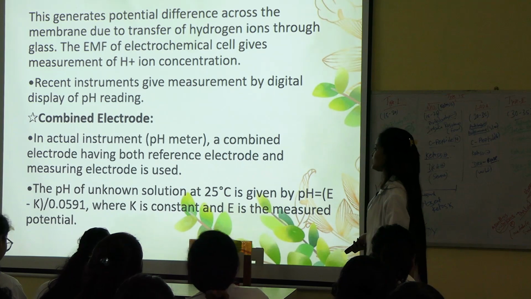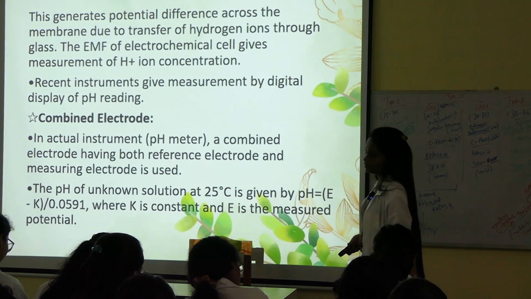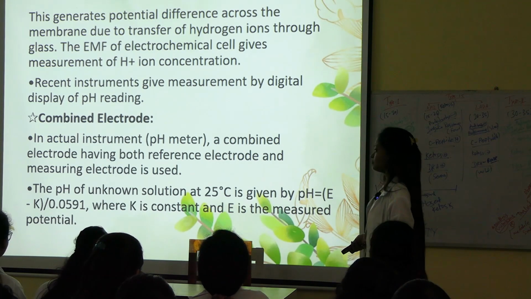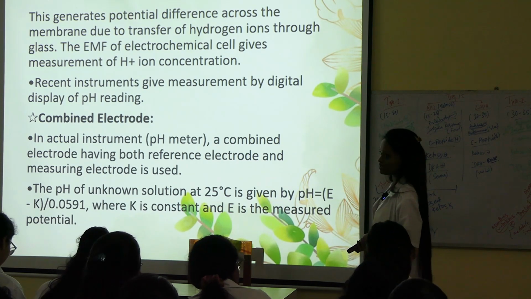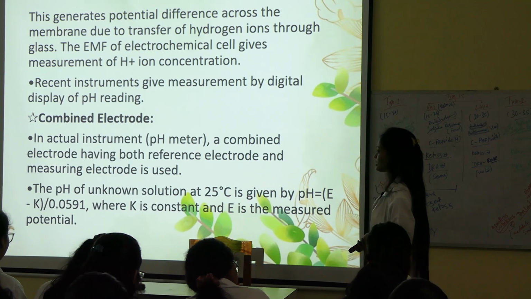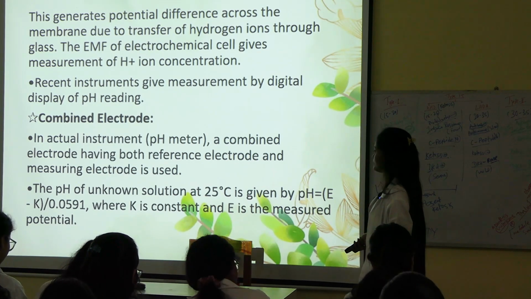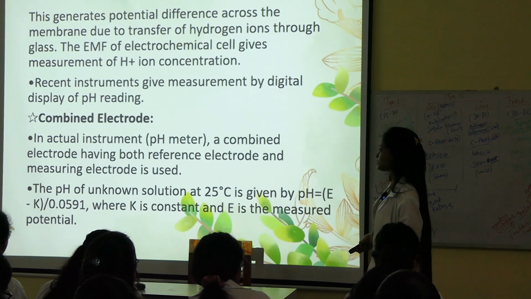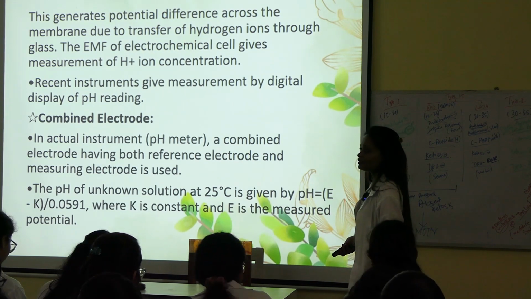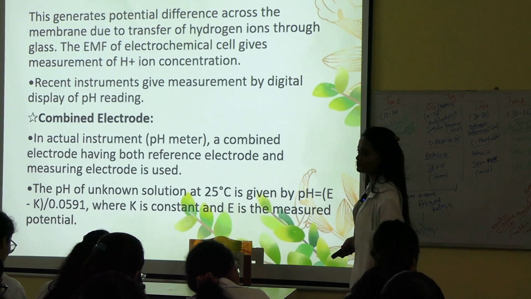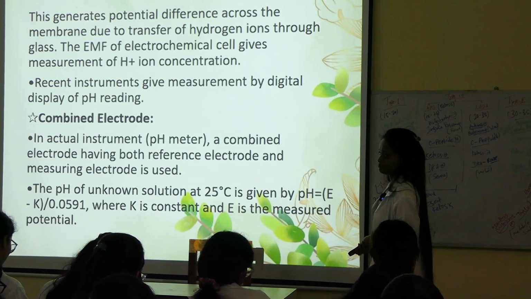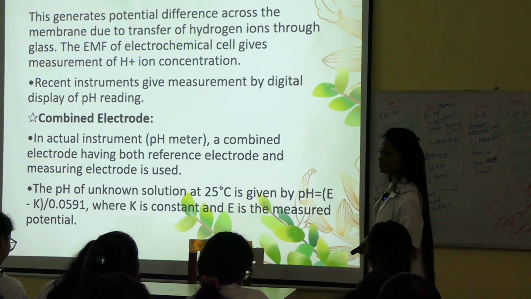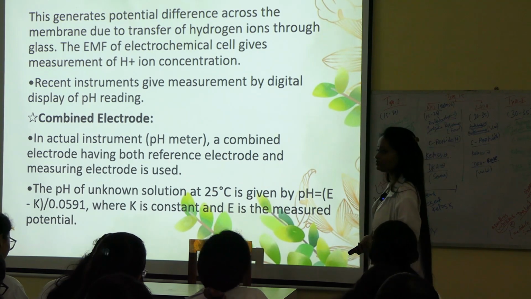The pH of an unknown solution at 25 degrees Celsius is given by pH equal to (E minus K) by 0.0591, where K is a constant and E is the measured potential. The standard temperature for pH is 25 degrees Celsius. If the temperature rises, what will happen? With increased temperature, what will be the changes in pH?